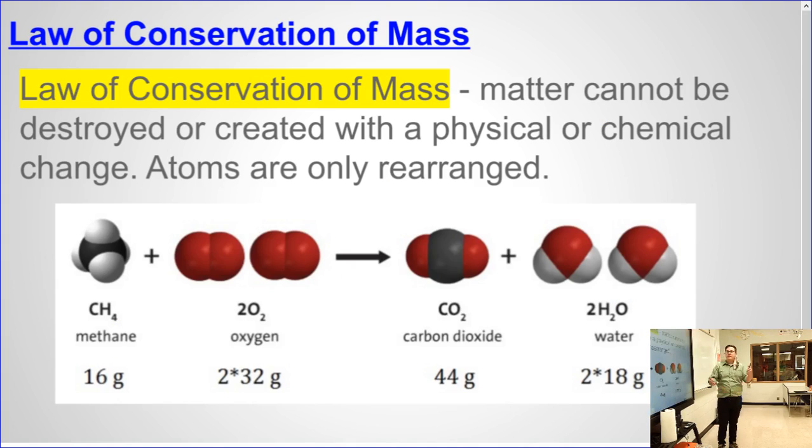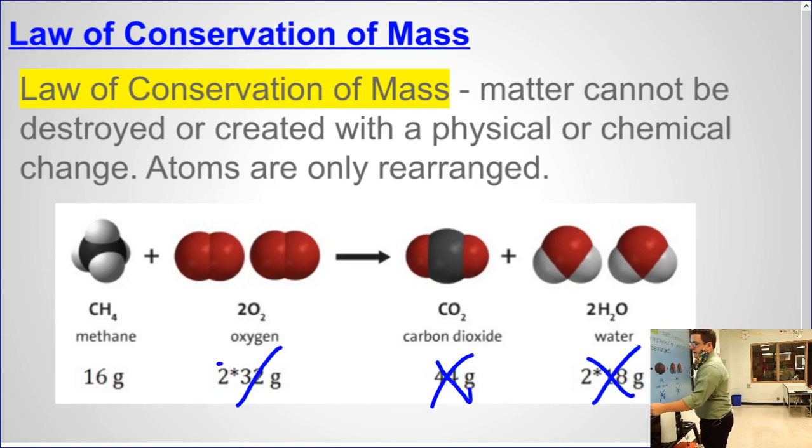When chemical changes happen, the law of conservation of mass is always observed. Don't worry about the numbers on the bottom of the picture. We're going to talk about that later. That's an end of the semester kind of thing. The law of conservation of mass says matter cannot be created or destroyed. It can only be changed. The atoms inside are what are rearranged.